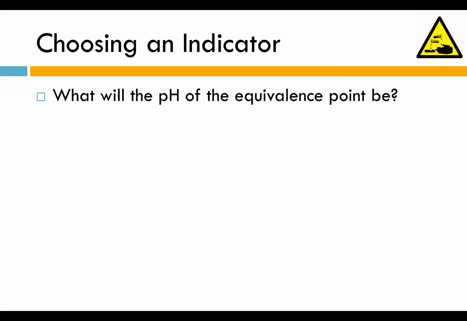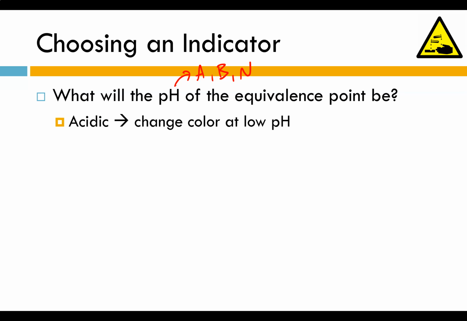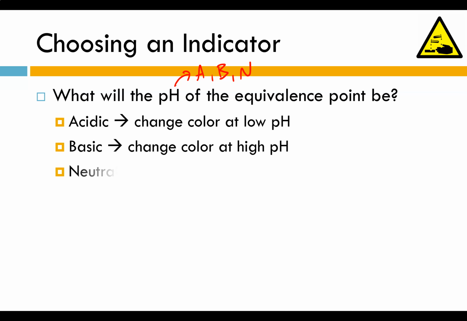So choosing an indicator, the question we're going to ask ourselves is, what is the pH of the equivalence point going to be? And what we mean by that is just, is it going to be acidic, basic, or neutral? As far as trying to pin a number to it, we're not going to stress. I'll leave that for AP chemistry and beyond. We just want to be able to determine, generally speaking, what the relation is going to be to a pH of 7. Acidic indicators are going to change colors at a low pH, basic at a high pH, and of course neutral is going to change colors around a pH of 7.